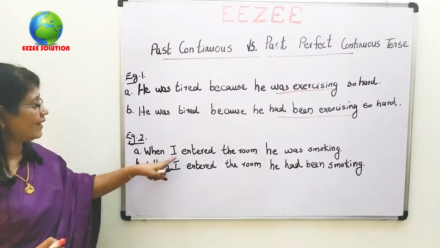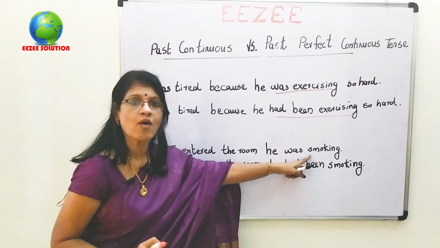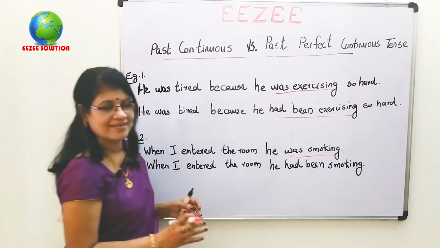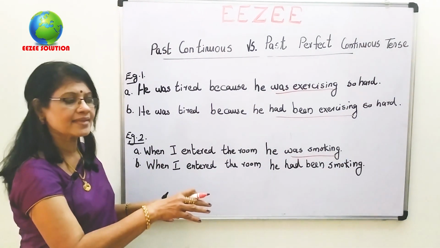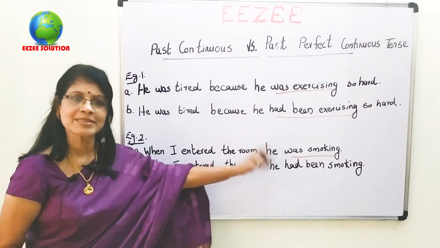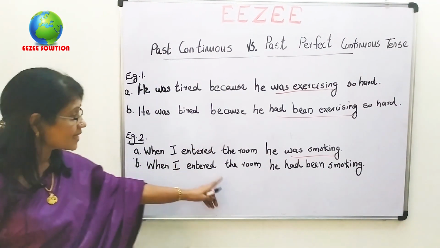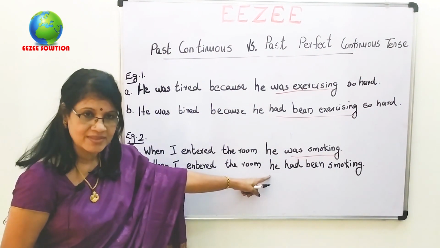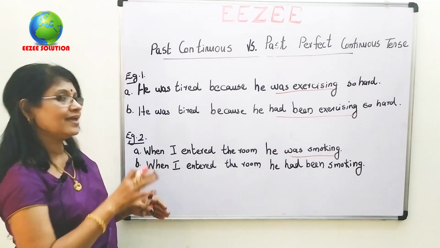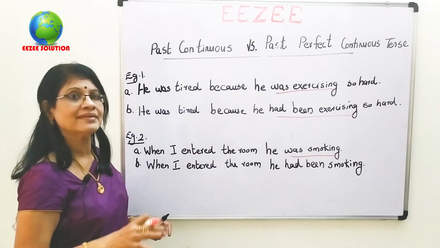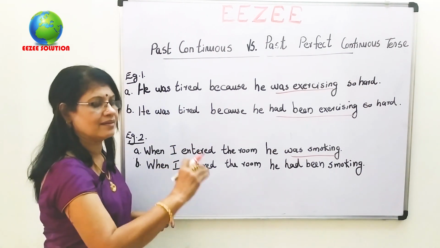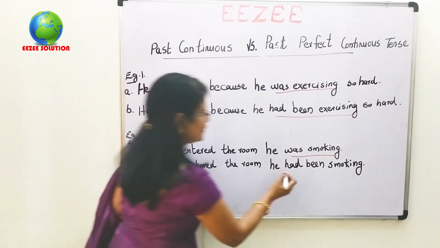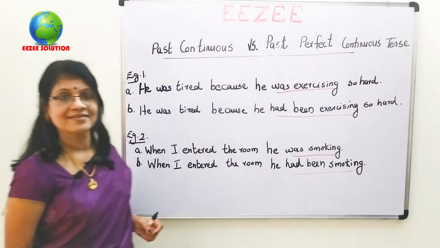Next example. When I entered the room, he was smoking. Here it is past continuous tense. That means when I entered the room, at that moment, he was smoking. But here, when I entered the room, he had been smoking, I used past perfect continuous tense. The meaning is, he had been smoking over a period of time. It started in the past and continued over a period of time. So, that is the difference.